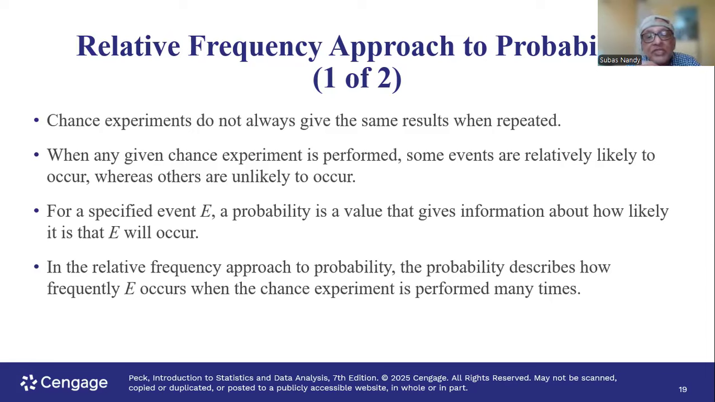In the relative frequency approach to probability, the probability describes how frequently event E occurs when the chance experiment is performed many times. Like I said at the beginning of this lecture, if you toss a coin 10 times, you're not going to get 5 tails and 5 heads. Why? Because the number of tosses is too few. However, if you toss the coin 5,000 times, quite likely you will get close to 2,500 heads and 2,500 tails.